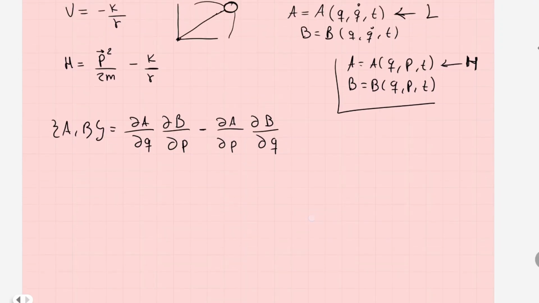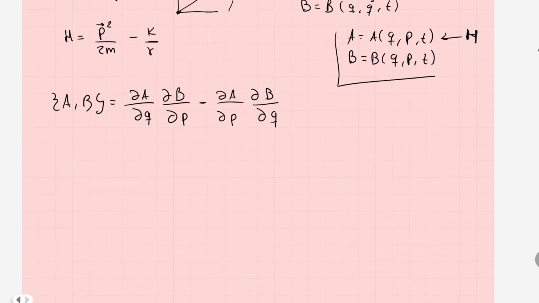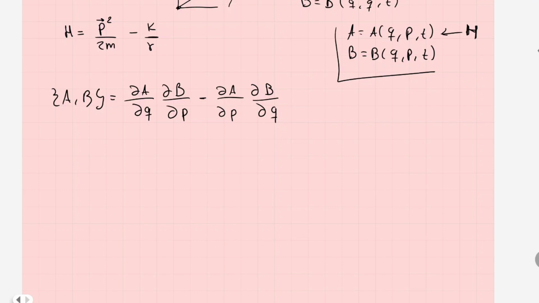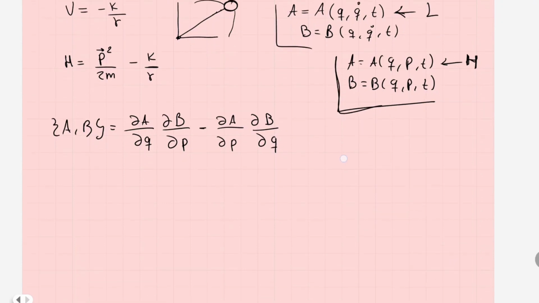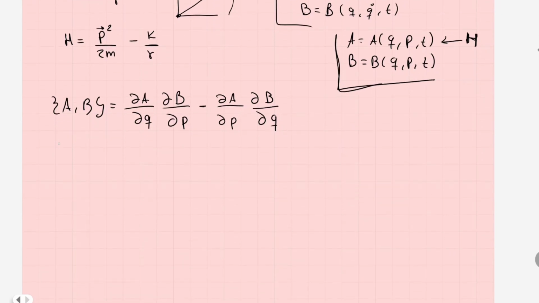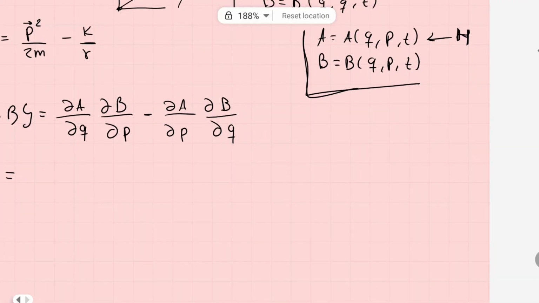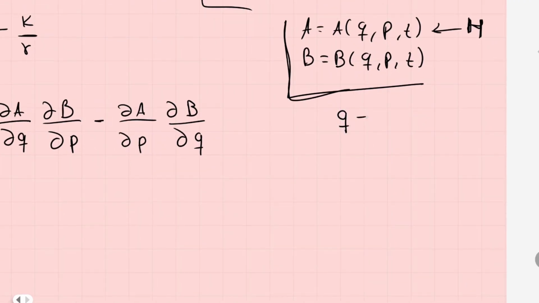But another thing that we are interested in is to calculate the derivative with respect to time of a function of these variables. So, what happens if we want to calculate the total derivative with respect to time of a, given that a is a function of q, p, and t, and it's also important to notice that q is a function of time and p is a function of time.